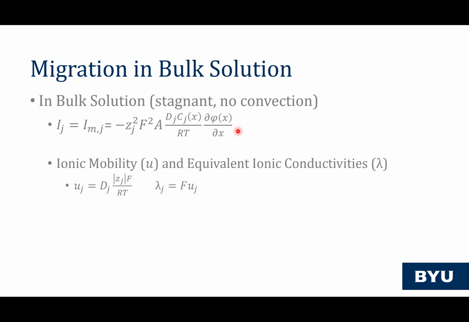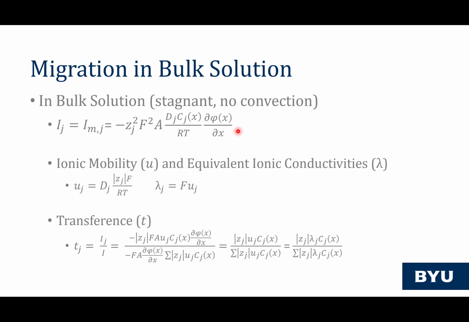Now, we define ionic mobilities and equivalent ionic conductivities to talk about how these things are moving. And then we use these to calculate transference numbers, where the transference for a species is the current that we would just get from that species divided by the total current from migration. And you can see here some things are going to cancel out, and what we're left with is this ratio with either ionic mobility or equivalent ionic conductivity inside.